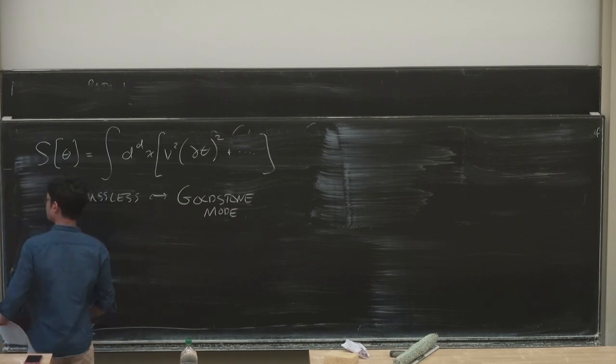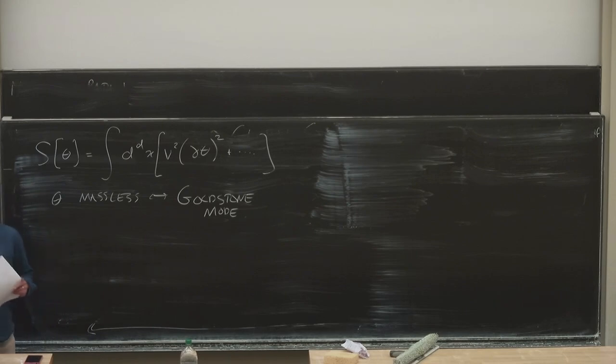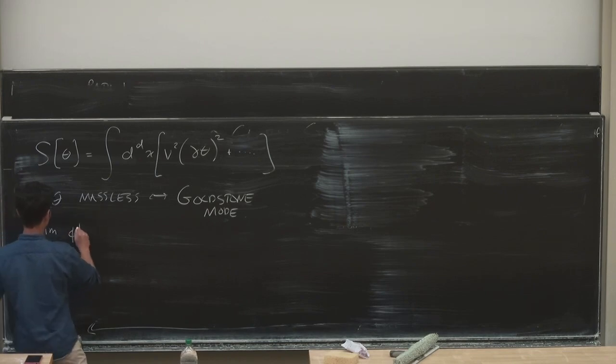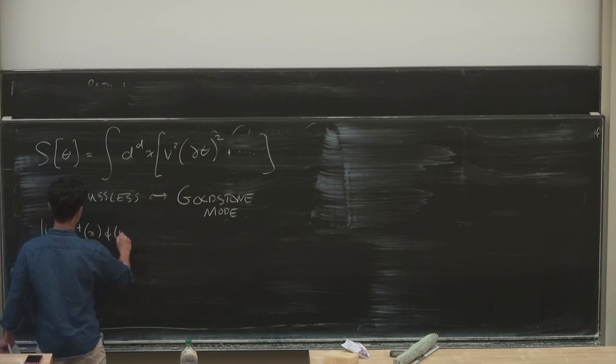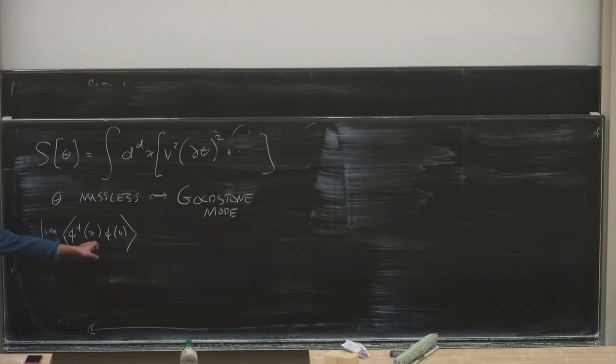Now, let me describe another way to describe the broken symmetry. So by the way, I should have said here that the vev of phi is non-zero. The vev of phi is given by v times some phase, which is basically arbitrary. Okay? Now, let me talk again about the two-point function of the field. Okay? I now want to ask what happens to this two-point function in the spontaneously broken phase.